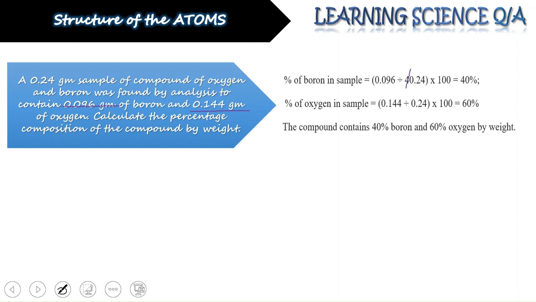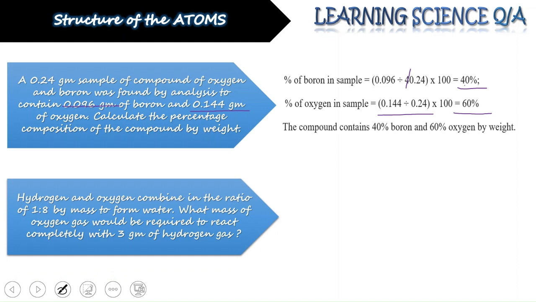We have the percentage of boron in the sample as 0.096 divided by 0.24 multiplied by 100, that would give around 40%. Similarly, the percentage of oxygen can be calculated by merely subtracting the percentage of boron, or it can be calculated by using the percentage formula. So that would come around 60%.